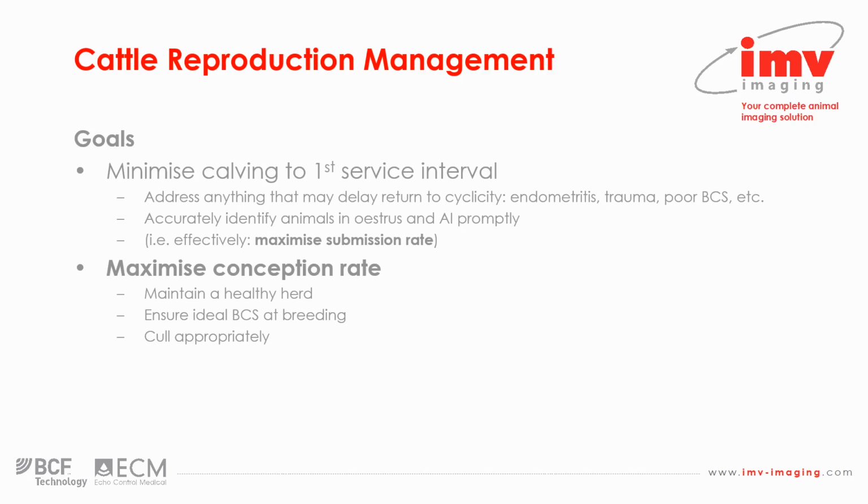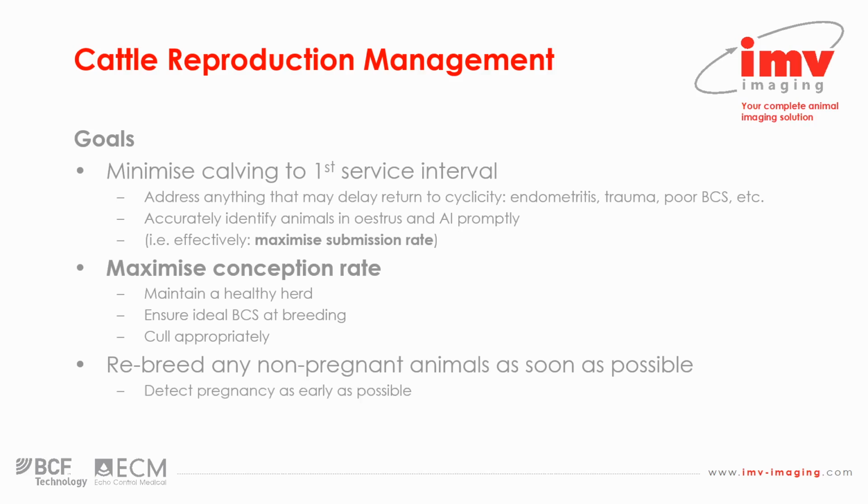We're also going to want to cull appropriately as required within the herd to eliminate animals with repeatedly, persistently poor conception rates. We also need to bear in mind that any animals that are not pregnant, that don't conceive to that first service, we want to rebreed as quickly as possible. And bear in mind that we're only really going to get 2 and possibly 3 opportunities to breed an animal before it becomes impossible to maintain the 365-day calving interval.